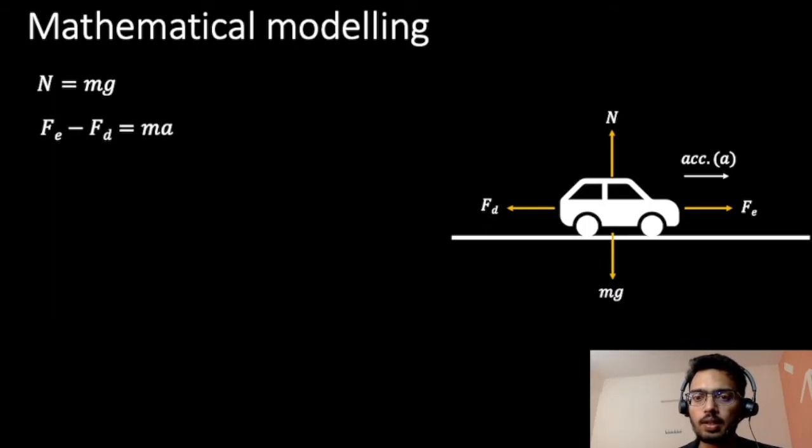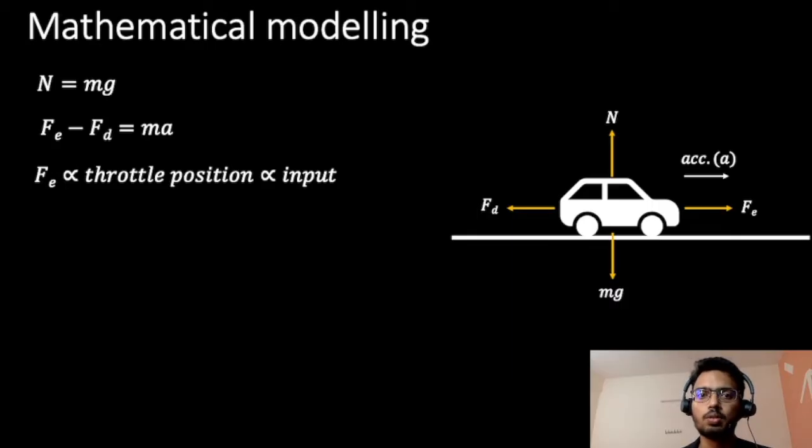Since we know that a vehicle is effectively moving forward, the resultant force will be acting in the forward direction, and that is why Fe minus Fd will be equal to mass times acceleration of the vehicle. Here Fe, which is produced by the engine, will be directly proportional to the throttle position of the engine.